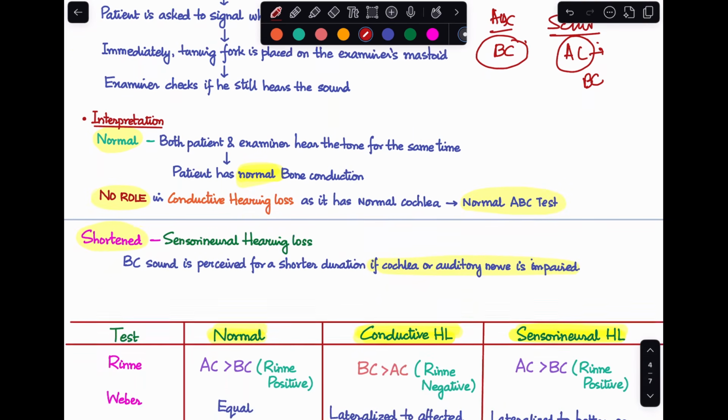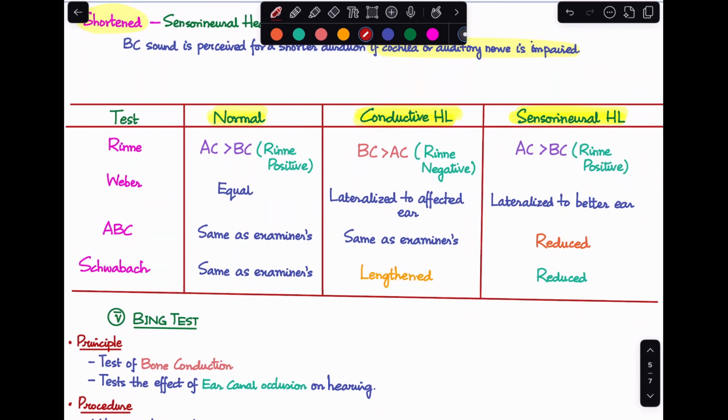Now, these are the four most important tests. Let's first recapitulate the findings that we found. So, for Rinne's test, in a normal case, the air conduction is more than bone conduction. So, we'll get a positive Rinne in a normal person. In a conductive hearing loss case, we'll see a Rinne negative, which means the bone conduction will be more than air conduction. And in sensory neural hearing loss, the result will be the same as a normal case, where we see a Rinne positive. Next is Weber's test, which will be equal in normal, lateralized to the affected ear in case of conductive hearing loss, and lateralized to the better ear in case of sensory neural hearing loss.